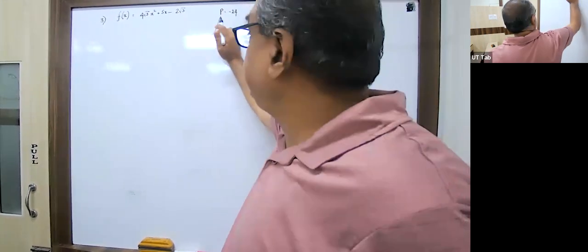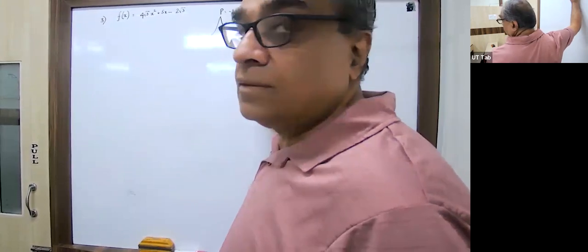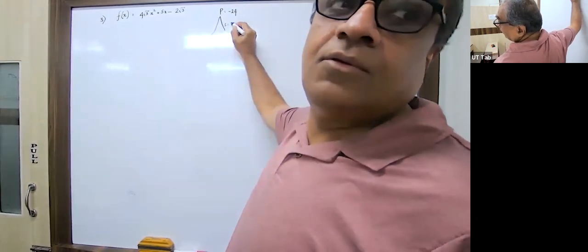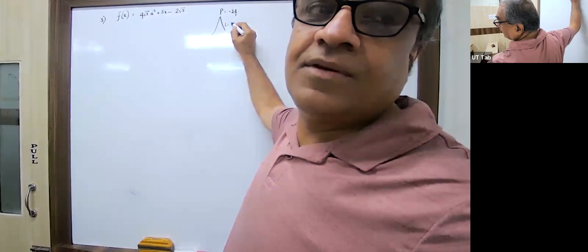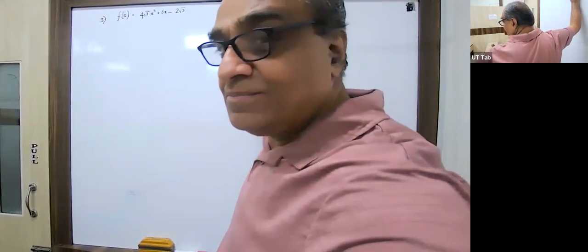What is the sum? What is the sum? 8x minus 3. What is the sum?